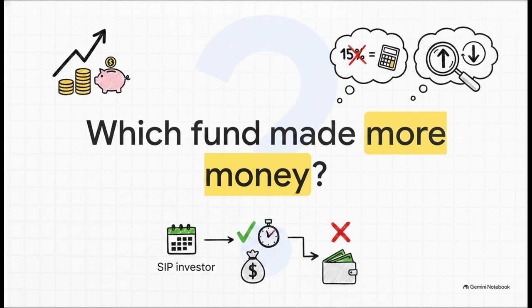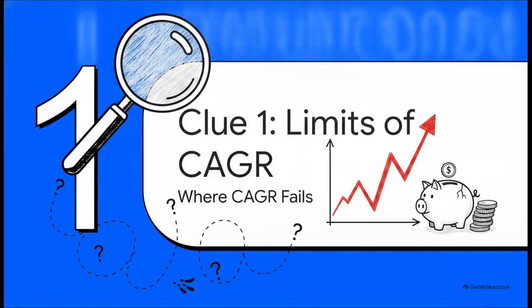Most everyday investors operate on this baseline assumption that a higher CAGR automatically, always, equals more wealth, regardless of how they put their money into the market. But as we are about to see, the way you deploy your capital completely changes the math you need to use to track it. It's a total game changer. All right, let's get into our first clue, the limits of CAGR.